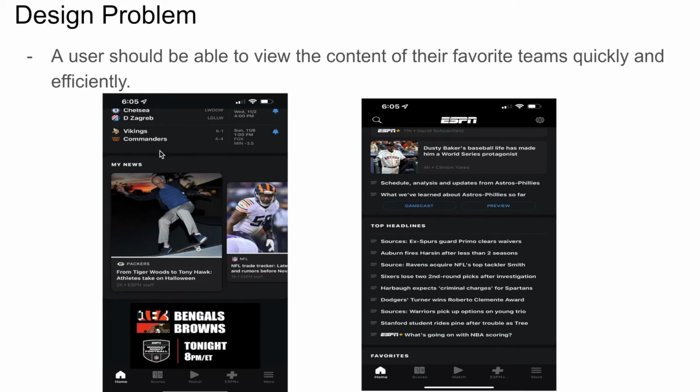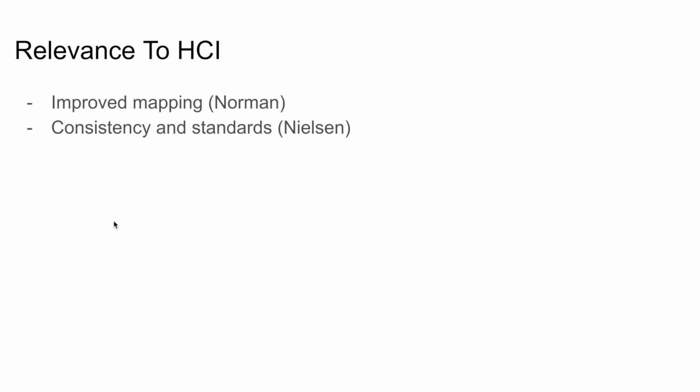So a design problem that I have with this application is that users should be able to view the content of their favorite teams quickly and efficiently. And you look at the bottom here, you have these navigation tabs between home, scores, watch, ESPN Plus, and more. It's really challenging to get to the content you want quickly and efficiently because of the different standards of layouts of the UI that they have. So what I'll be looking at to address as far as principles is improved mapping and consistency in standards.